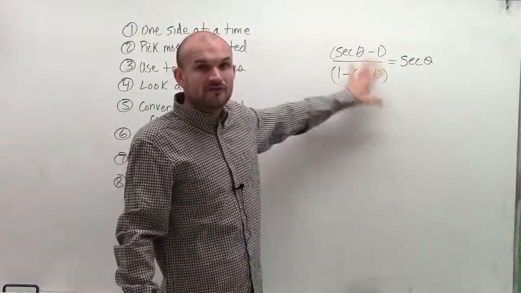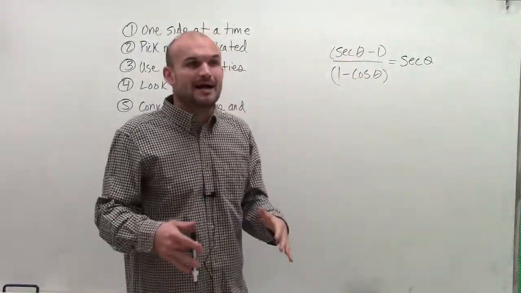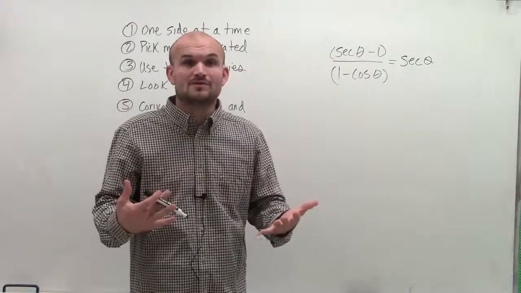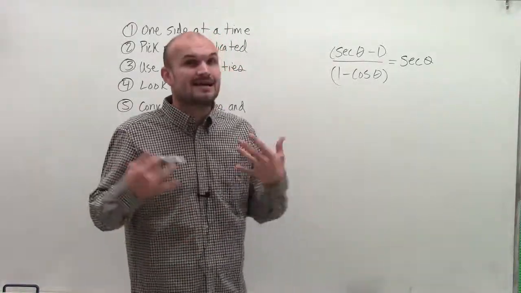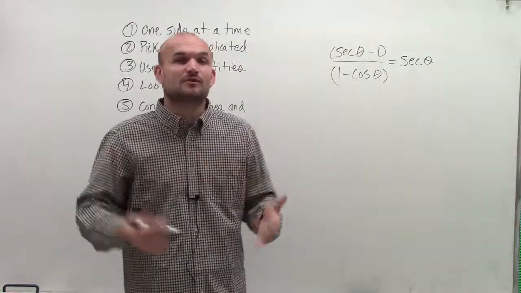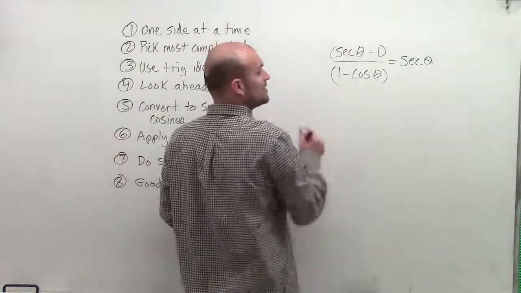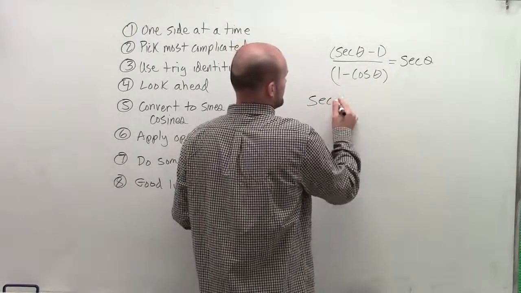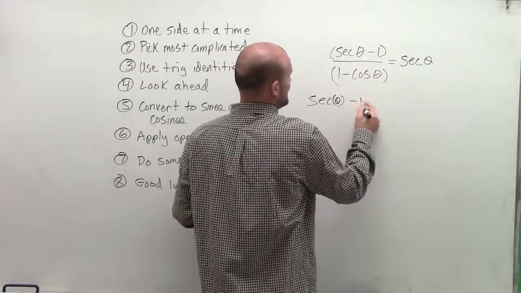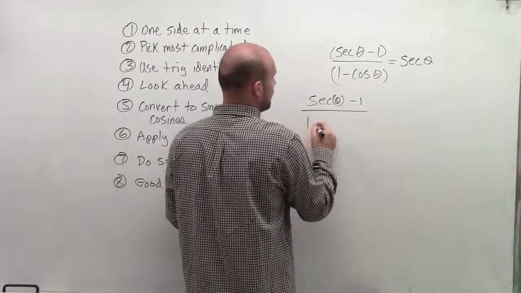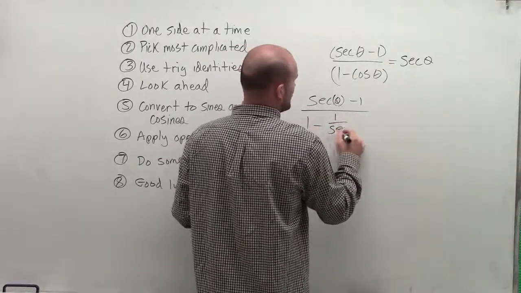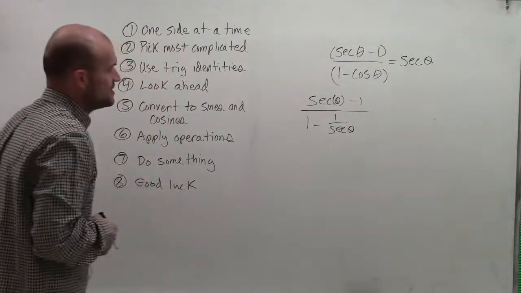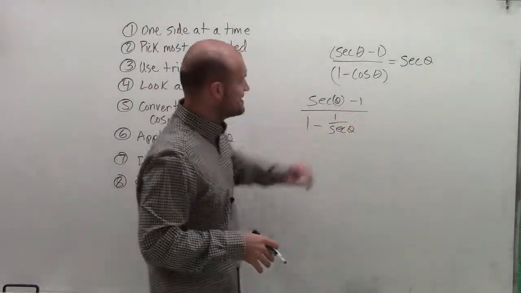So the first thing I'd probably want to do is simplify this by using my trig identities. If I write everything in terms of secant, then I just have to look at some operations. So let's rewrite cosine in terms of secant. I have secant of theta minus 1 divided by 1 minus 1 over secant of theta. Now everything is in terms of secant.